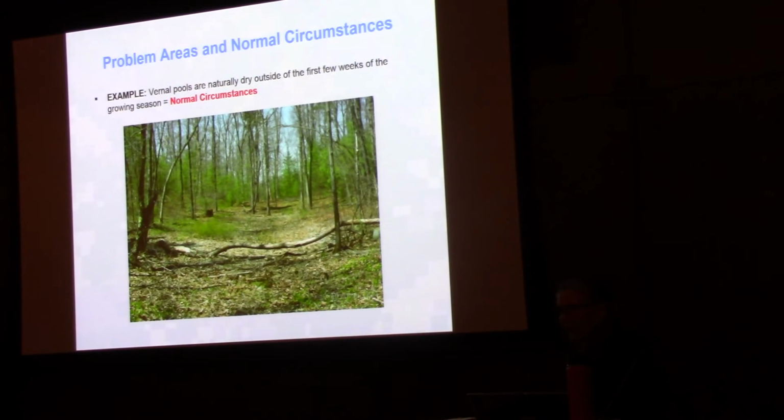Problem areas, I already mentioned this, prairie potholes, for example, vernal pools, wicked big puddles. The same thing, I mean, they're naturally dry outside of the early part of the growing season. So that is the normal circumstances for them. There's no disturbance there. It's just a little wetland that is no longer wet.